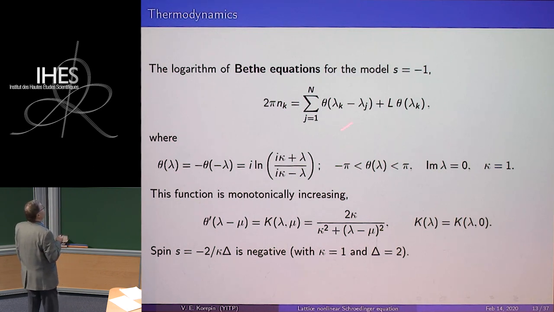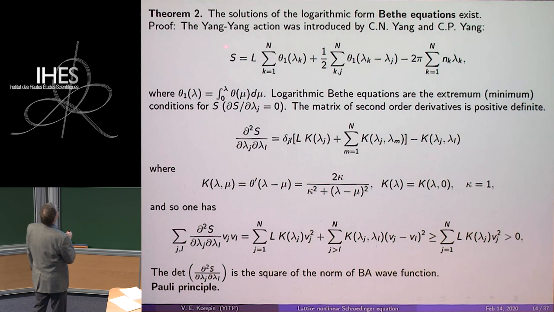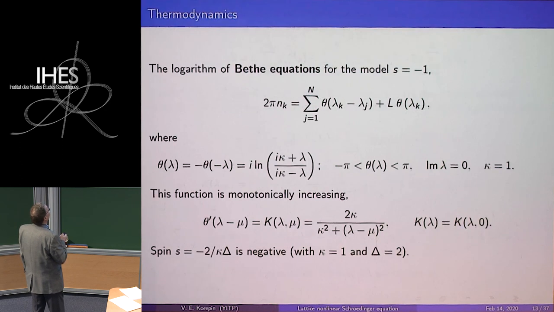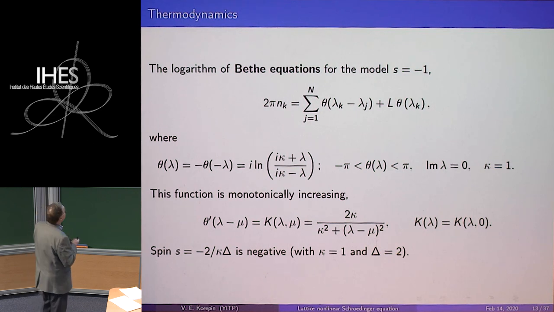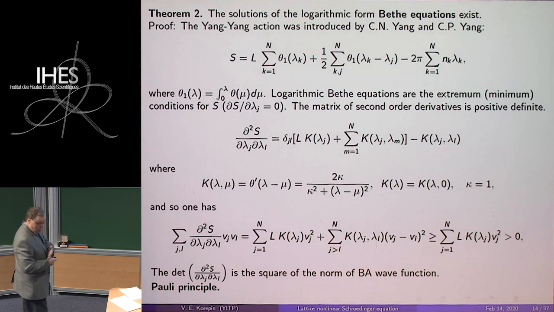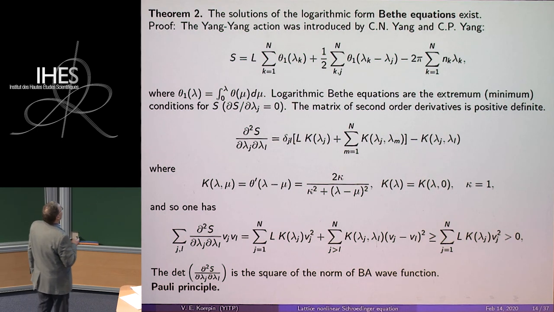Action. This Bethe equation has the Yang action. That action was suggested by Yang and Yang. So theta 1 is the integral of theta of the previous transparency, and this is integer numbers, and this is theta, the integral of those scattering phases. If I consider the extremum of this action, the derivative of S with respect to lambda, I will come back to this equation. So this Bethe equation has an action, which was used in many papers by Professor Shadashvili.